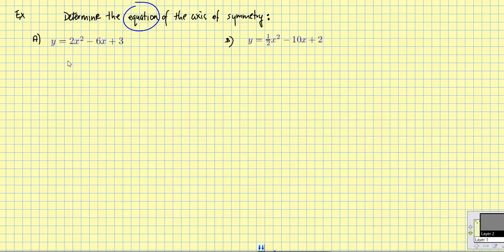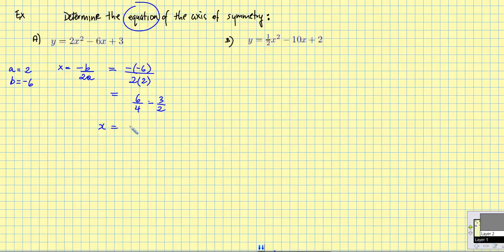So again, I'm going to say x is equal to negative b divided by 2a, where I know that a is equal to 2, b is equal to negative 6, so that it will become negative 6 divided by 2 times 2, so that we have 6 over 4, which equals 3 over 2. So there we go. There's our equation for the axis of symmetry. The equation is just x equals 3 over 2. That's all the question is asking.